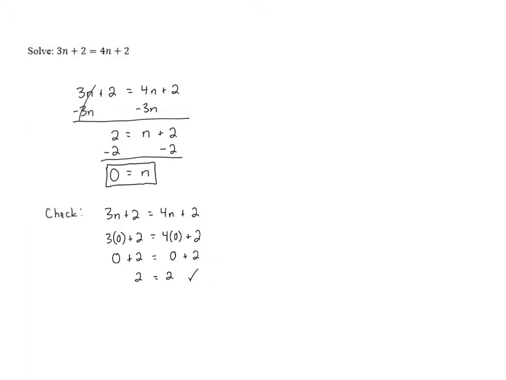Now, I want to show something that students do that's usually a bad choice, and I want to talk about why it's a bad choice. So we're going to look at the same problem, 3n plus 2 equals 4n plus 2. And what I want you to do is take a moment and solve this problem, but the first step I'd like you to do is to subtract 2 on both sides.